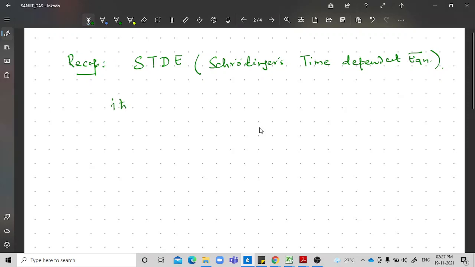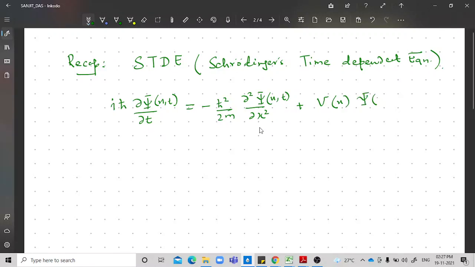I h bar dou psi by dou t, where psi is a function of x and t, is equal to minus h bar square by 2 m dou 2 psi by dou x2 plus V of x psi. Yes. So this is a one dimensional version in Cartesian coordinate.